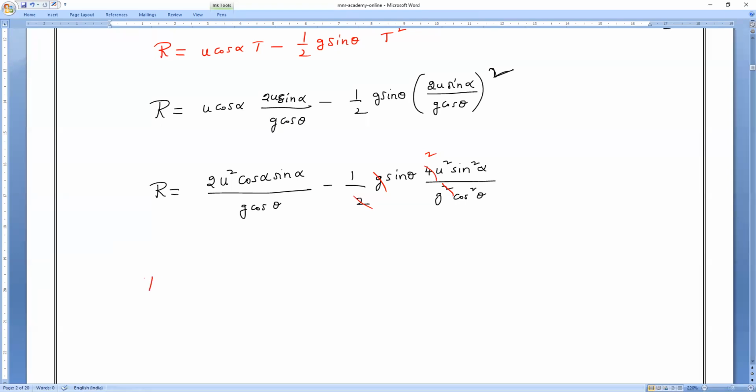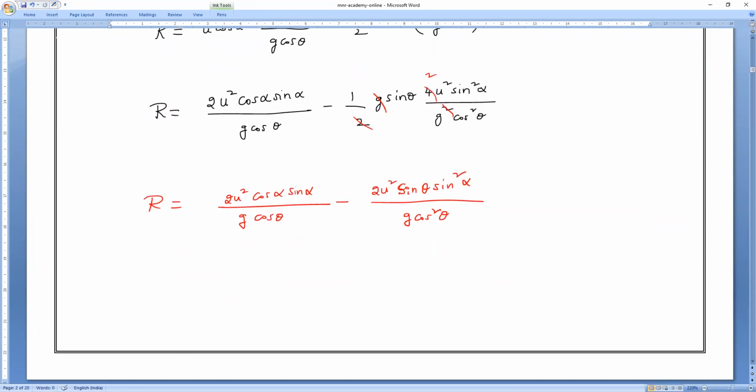Now, R is equal to, observe very carefully, write it neatly, 2u square cos alpha sin alpha divided by g cos theta minus, tell me what is here. Here also 2u square. What is there? Sin theta into sin square alpha divided by g square cos square theta. So to make it the same LCM, I have to multiply the first thing with something. Can anybody tell me? Cos theta. Yes, super.